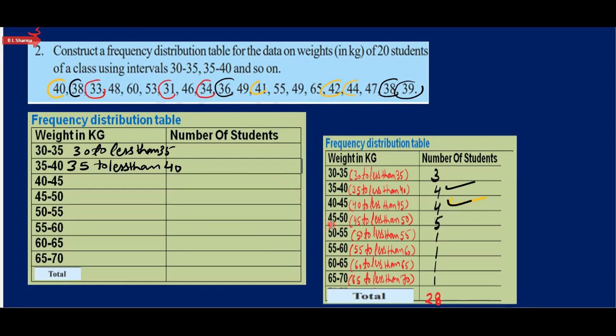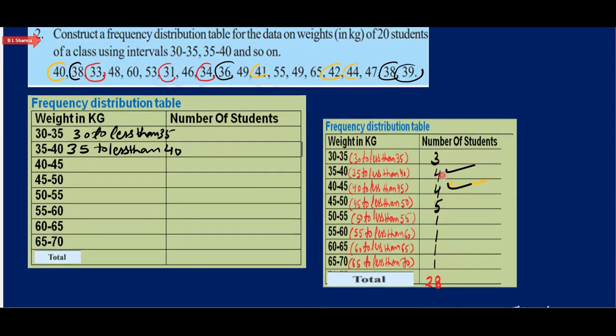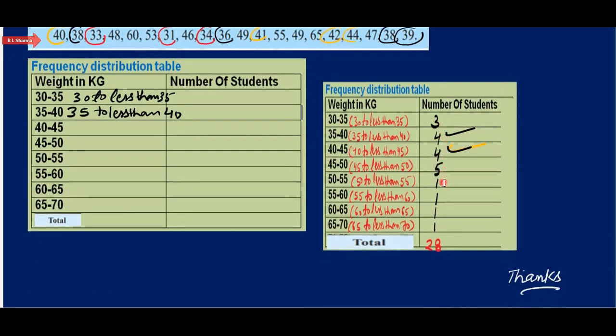Similarly, 45 to less than 50 kg, you count here, these are 4. 50 to less than 55, it is 1. 55 to less than 60 kg, there is only one student. 60 kg to less than 65 kg, you will have only one student here. And 65 to less than 70 kg, you will have only one student here. Their total is 3 plus 4, 7 plus 4 plus 4 plus 1 plus 1 plus 1 plus 1. These are total 28.